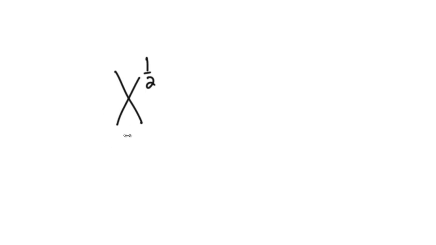Let's take a look at this exponential form. We have x to the 1/2 power. How do we write that in radical form? Well, the base is x, and if it's to the 1/2 power, we'll use the radical sign, and we'll take the square root of x. So x to the 1/2 is equivalent to the square root of x.